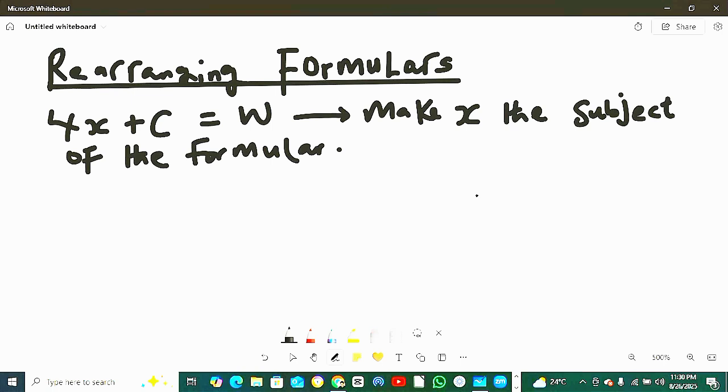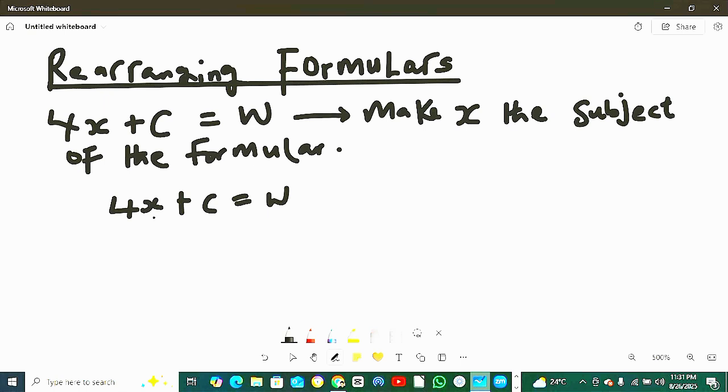Now, to rearrange a formula simply means to make x alone on one side and everything else on the other side. That is what it means to make x the subject of the formula. So this is an algebra equation, and in an algebra equation, there are certain rules that you must follow.